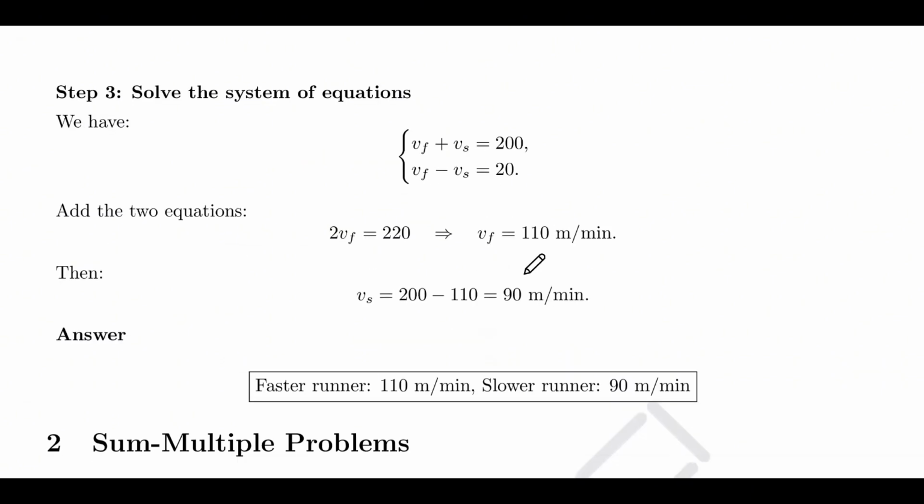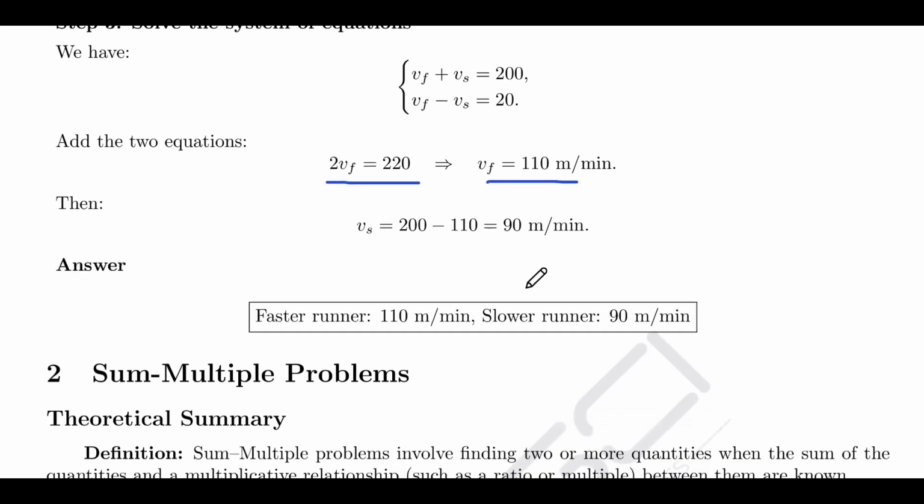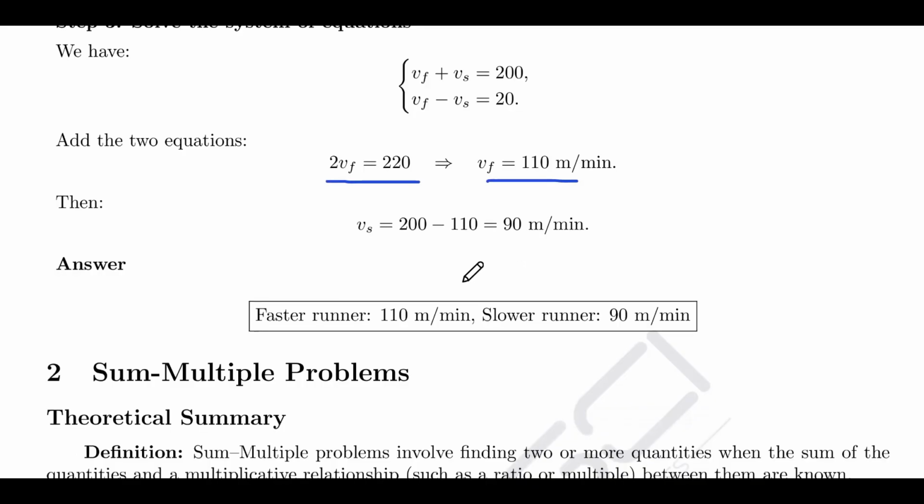We can directly use the sum difference formula to get the answer or solve the equations in the following way. Add these two relations together. The left-hand side becomes 2 times the faster speed, and the right-hand side becomes 200 plus 20, which is 220. So 2 times the faster speed equals 220, and therefore the faster speed equals 110 meters per minute. Substitute back to find the slower speed. Slower speed equals 200 minus 110, which is 90 meters per minute. Thus the faster runner runs at 110 meters per minute and the slower at 90 meters per minute.